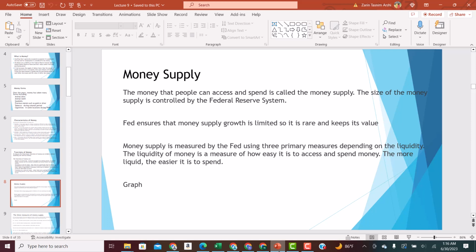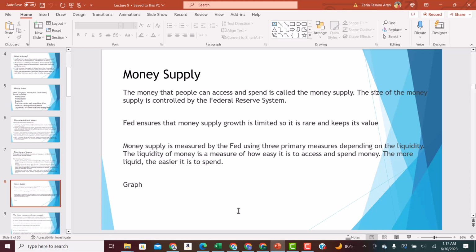Okay, money supply is measured by the Fed using three primary measures depending on liquidity: M1, M2, and M3. We're going to look at that shortly. The more liquid the money supply is, the easier it is to spend. For example, cash is the most liquid form of money supply because it can be easily spent. Whereas if you think about an investment in a home, or a savings account, it is sometimes very hard to take money out of a savings account and then spend it. So it is less liquid. Again, the more liquid it is, the easier it is to spend.